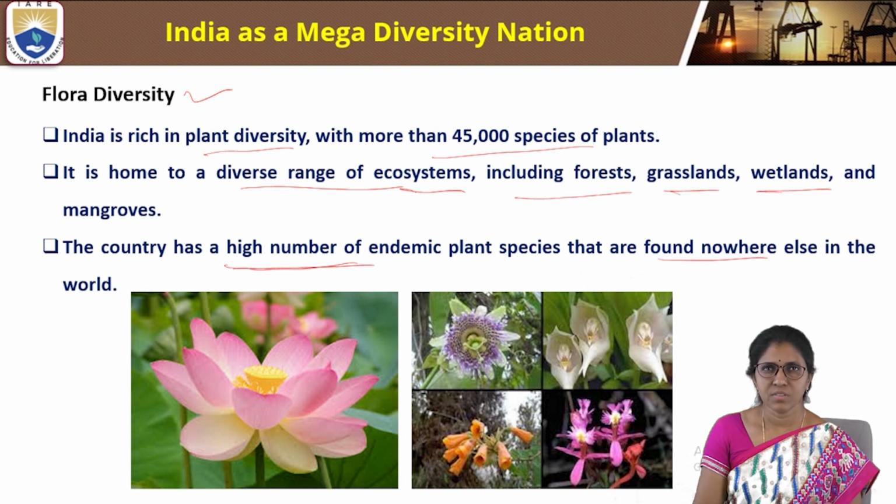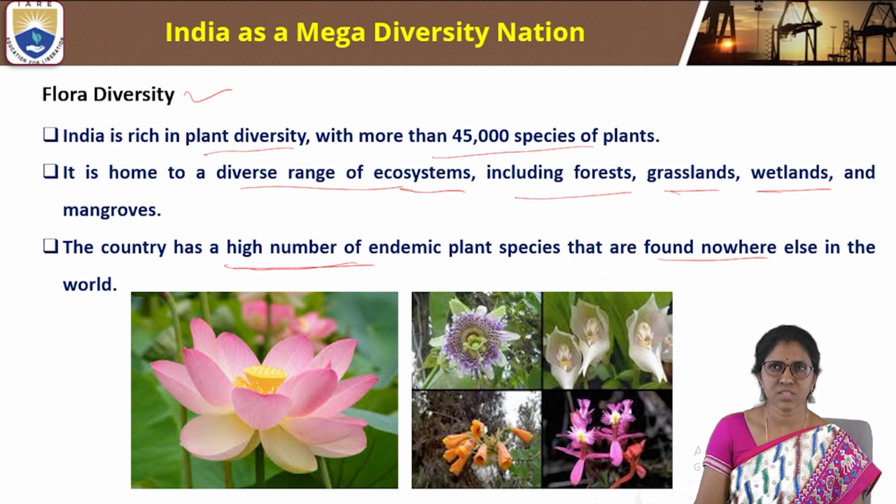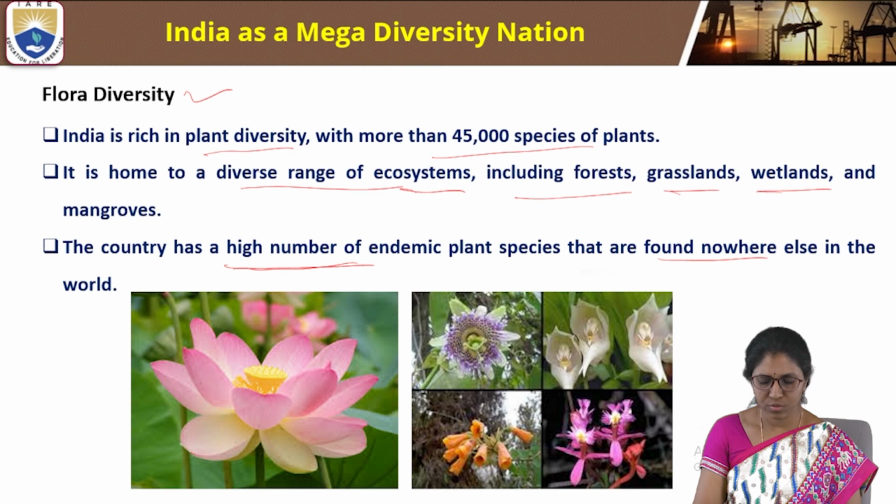So India is rich in flora diversity, with more than 45,000 species of plants. It is home to a diverse range of ecosystems, including forests, wetlands, grasslands, and also mangroves.